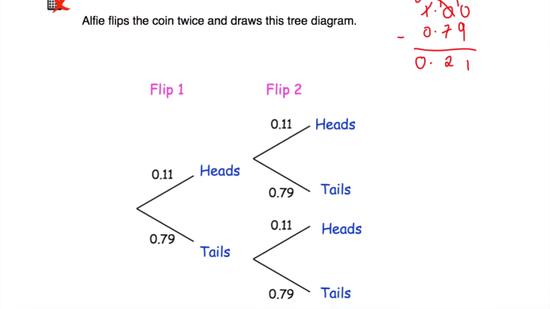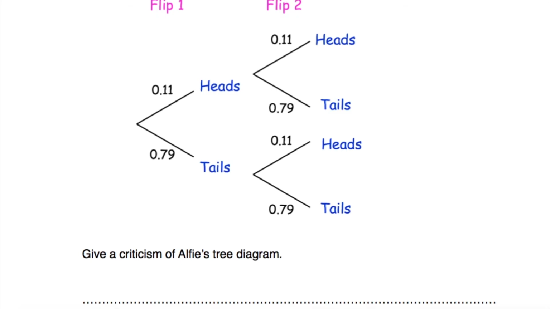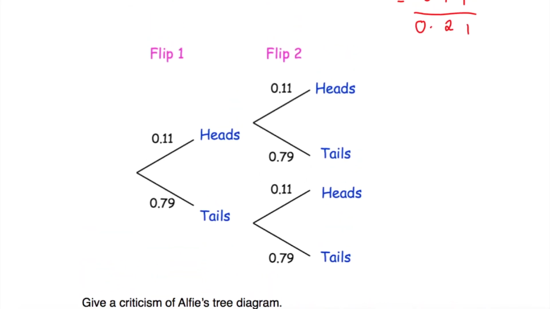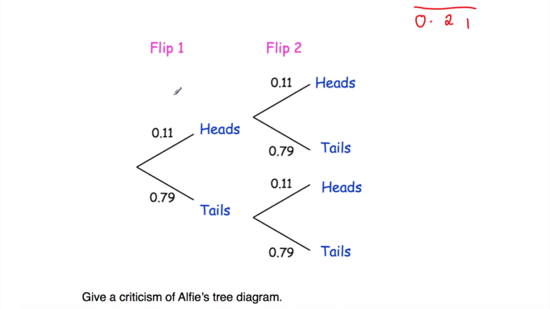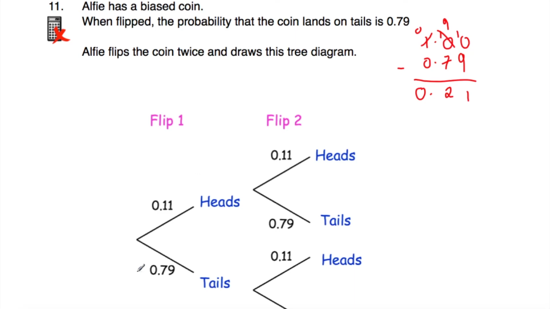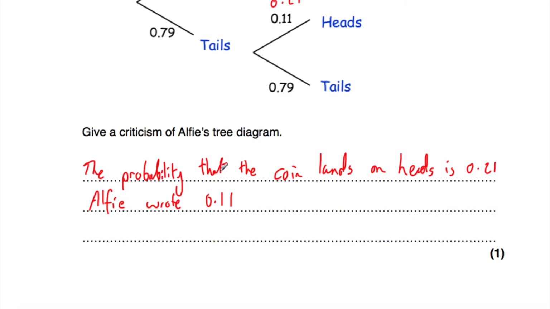Now, if we have a look, we've got this tree diagram that Alfie draws. The question says, give a criticism of Alfie's tree diagram. The probability of it being tails is 0.79, and I agree with that. But have a look here. The probability that it lands on heads, he's got as 0.11. And 0.11 plus 0.79 is actually 0.9. It should be 0.21, and that should be 0.21, and that should be 0.21. So he's got the wrong probabilities for the coin landing on heads. Let's write that down. The probability that the coin lands on heads is 0.21, and Alfie wrote 0.11, so he's used the wrong probability.